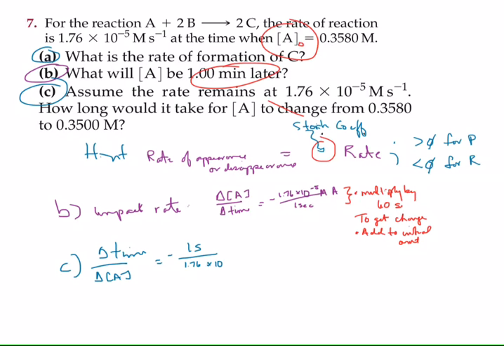Assume that the rate remains constant, which we know will decrease. How long would it take for A to change from the original to 0.3500 moles per liter? Again, use the rate as a conversion factor. So come up with what your change is, and basically multiply it by the rate. And that will give you the seconds in order to get to that. Okay.